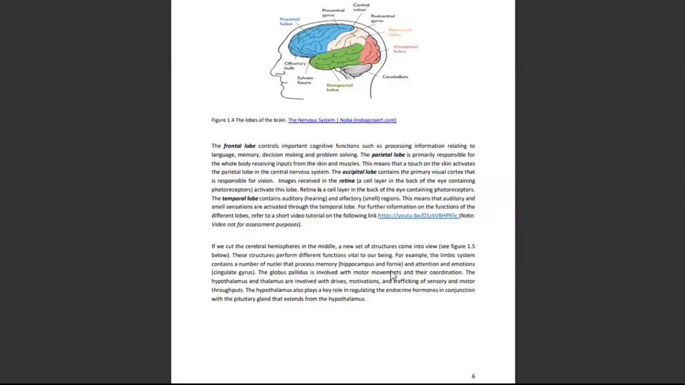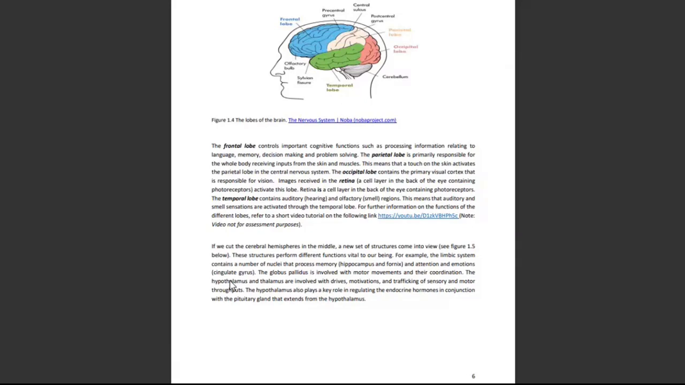Here they give us the functions, and they go back to the functions. The key function of the hippocampus determines what? Memory. Emotions are determined by what? Attention, singular task. Then you have what? Which coordinates movement and coordination. Motor movement and motor coordination are determined by what? Globus pallidus.